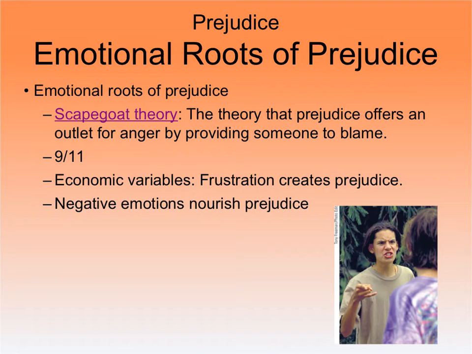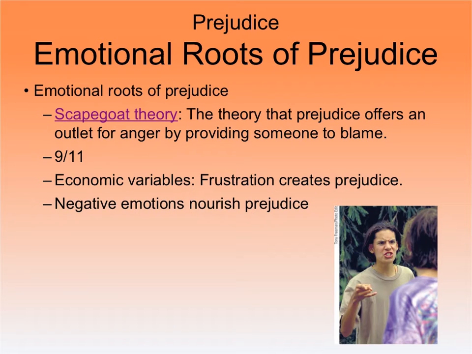The only people to blame were the 19 hijackers, but millions of Muslims were blamed because it created an outlet, right? People couldn't blame the hijackers who were already dead, in the planes, so they blamed their Muslim neighbors or people they saw on the street.